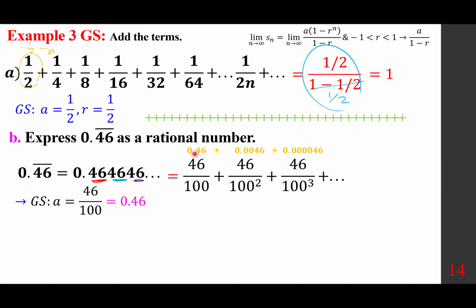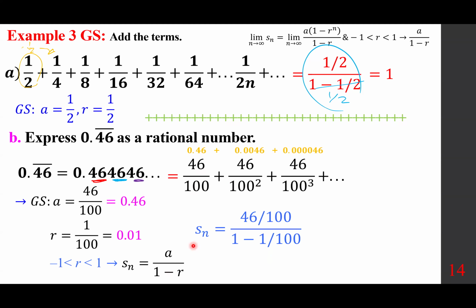And notice, this denominator is 100 times larger than this one. If the denominator is 100 times larger, the fraction is 100 times smaller, or you can divide this one by this one, this one by this one, and notice r is 1 over 100 or 0.01. Because this is between -1 and 1, the sum would be a over 1 minus r. And we are going to write the sum as a over 1 minus r.